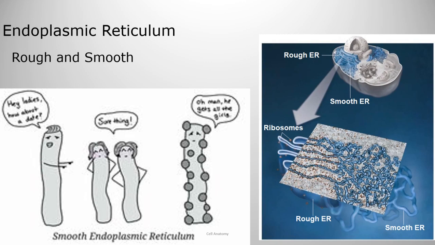Cirrhosis of the liver, which is just an inflammation of the liver, can result from this overabundance of smooth ER in all of the cells. Basically, it's crowding out everything else.